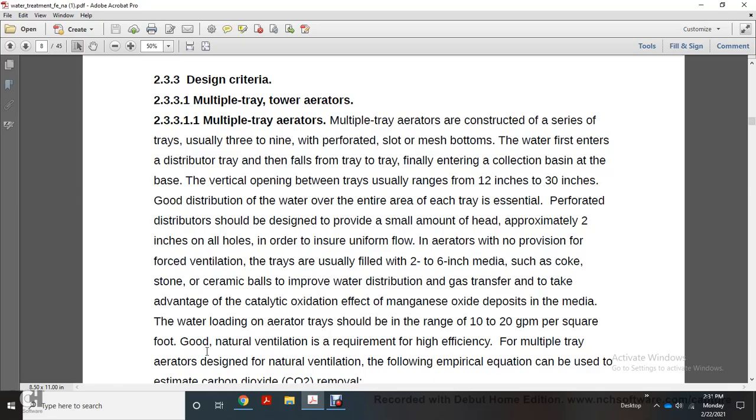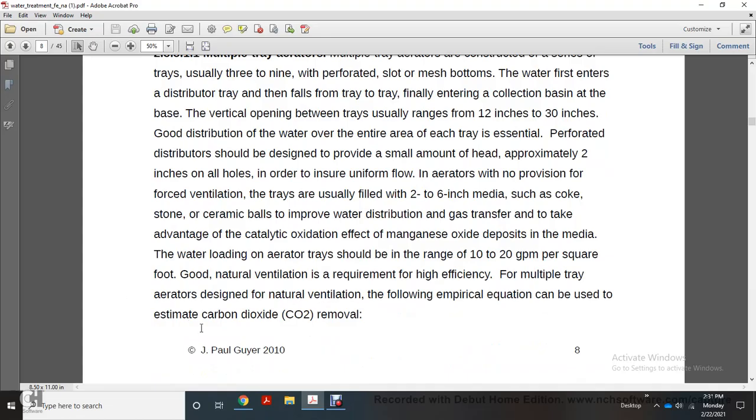Perforated distributors should be designed to provide a small amount of head, approximately 2 inches on all holes, in order to ensure uniform flow to the aerators and provide for forced ventilation. The trays are usually filled with 2 to 6 inch media such as coke, stone, or ceramic balls to improve water distribution, gas transfer, and to take advantage of the catalytic oxidation effect of manganese oxide deposited on the media. Water loading on aerators should range from 10 to 20 gallons per minute per square foot. Good natural ventilation is a requirement.